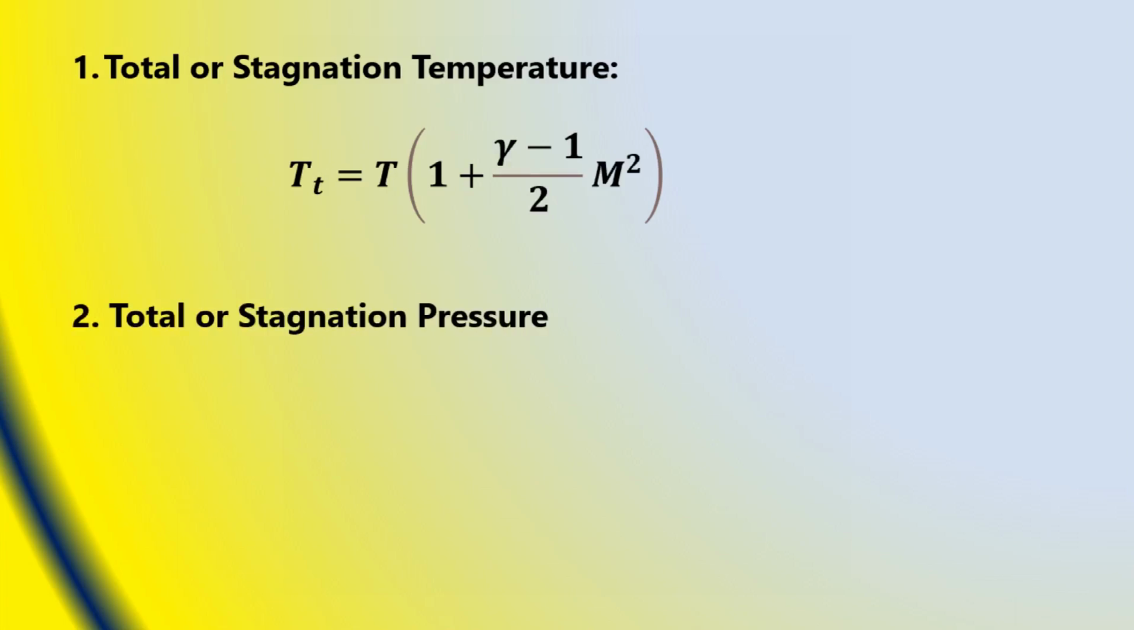2. Total or stagnation pressure. The total pressure represents the pressure the flow would reach if brought isentropically to rest at a stagnation point or in an infinite reservoir. The total pressure, P sub T, is equal to the static pressure, P, multiplied by 1 plus gamma minus 1 over 2, Mach number, M, squared, all raised to the power of gamma over gamma minus 1.